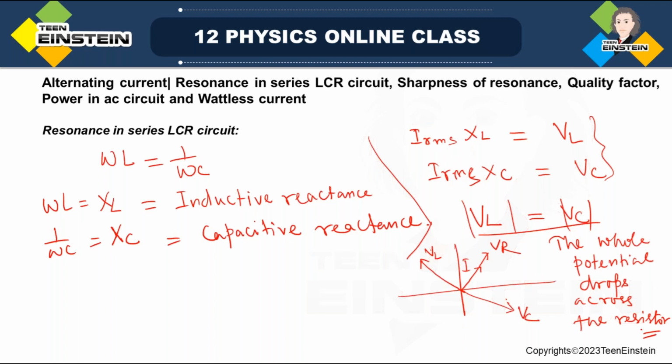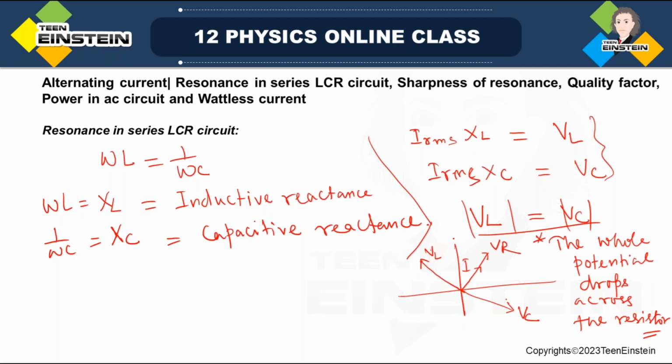So the whole voltage actually drops across the resistor. This is another way of saying the condition for resonance. This is the condition for resonance.